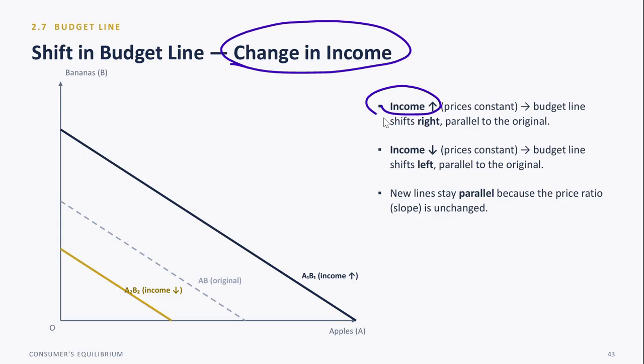So the budget line shifts right, parallel to the original. That means if this is your original AB, which is your budget line, it is going to shift right. And if income decreases and the prices are still constant, the budget line shifts left, which is parallel to the original. New lines stay parallel because the price ratio is unchanged. See, the slope does not change. Therefore, it stays parallel to the original budget line AB.